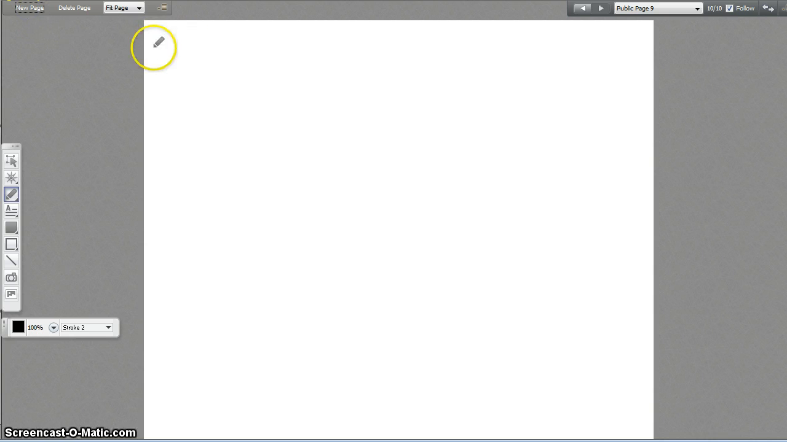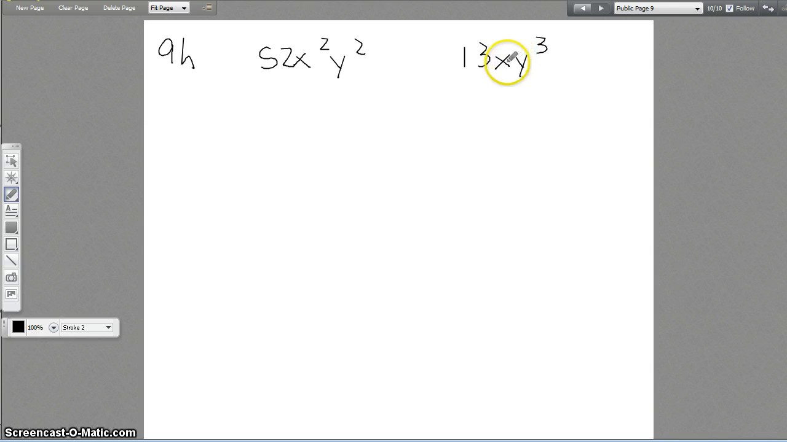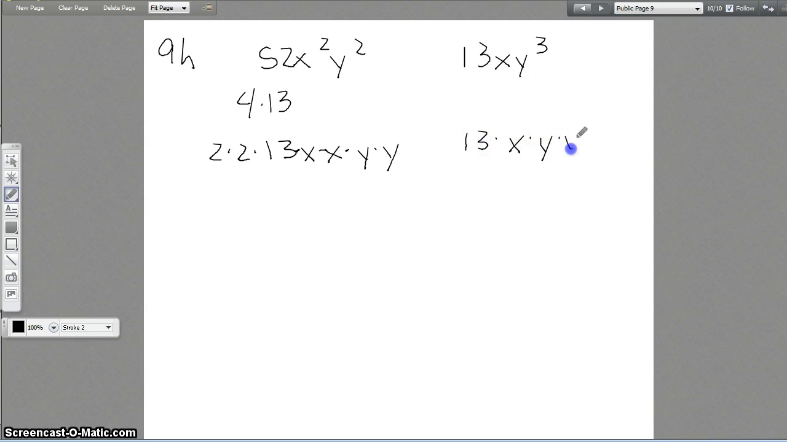Okay, let's do just a couple more. Let's look at 9h. We have 52x squared y squared and 13xy cubed. Okay, let's break down the 52. 52 we can write as 4 times 13, or we can write that as 2 times 2 times 13. And then the x squared, of course, we can write down as x times x, and the y squared is y times y. When we're breaking down 13xy cubed, we can write that as 13 times x times y times y times y.